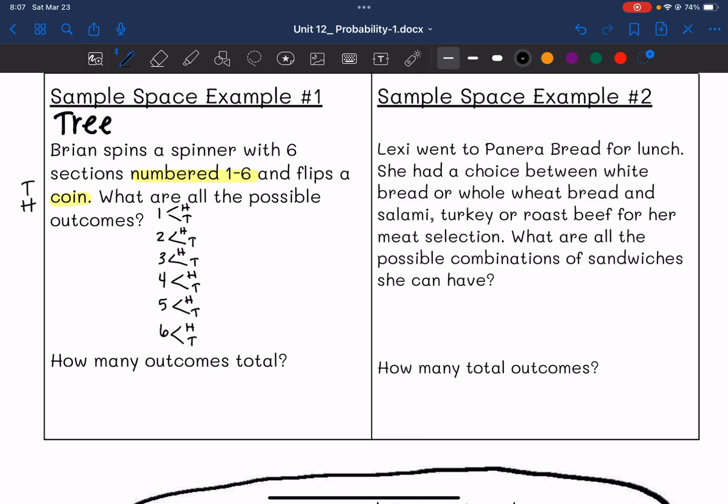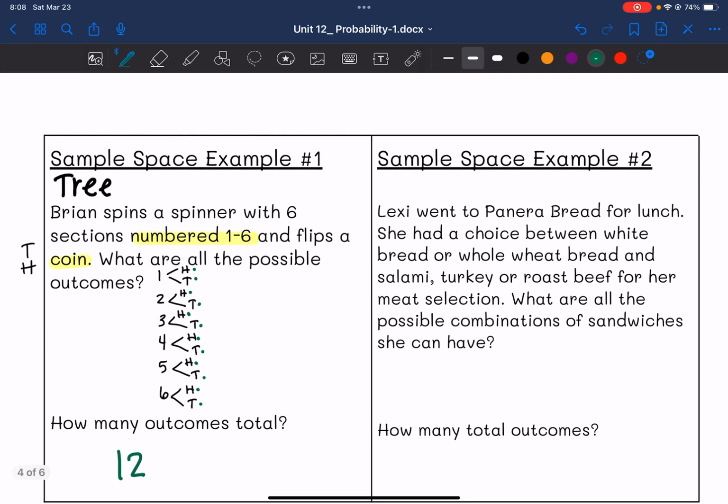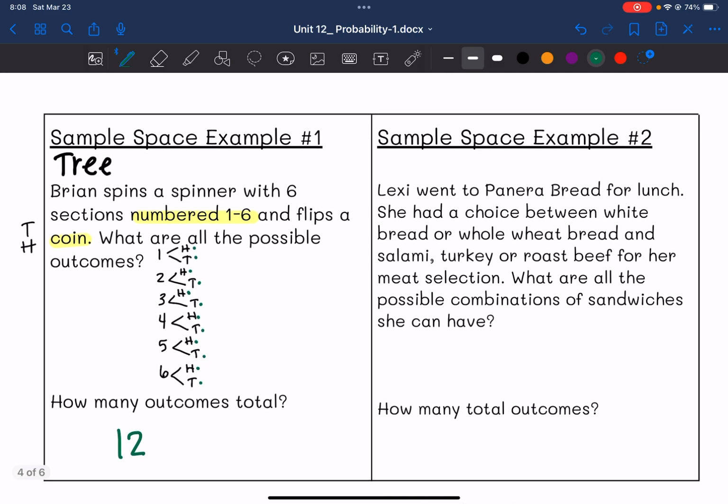Okay, so if we look at it, there are 6 numbers. Actually, I'm going to stop there and continue. So we have this. I want us to look at how many there are. So what we're going to do is count these, okay? 1, 2, 3, 4, 5, 6, 7, 8, 9, 10, 11, 12. There are 12 outcomes. We are counting all of these sides, not the numbers, but the heads, tails.